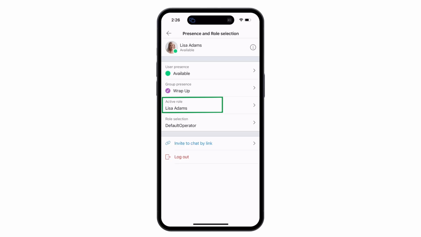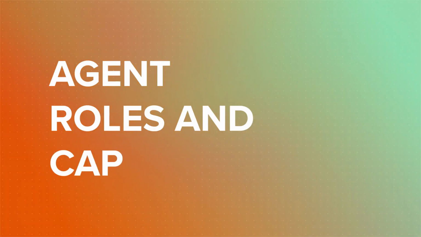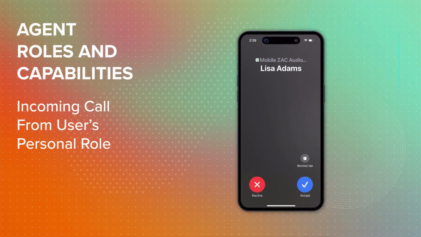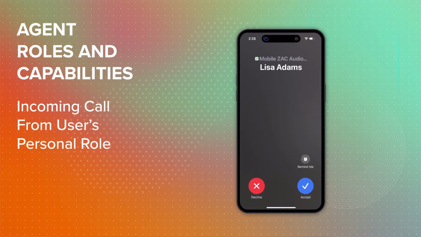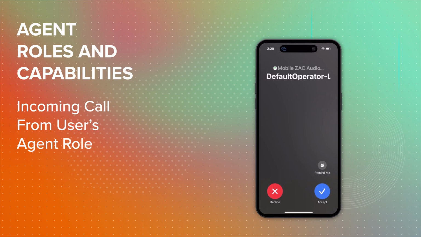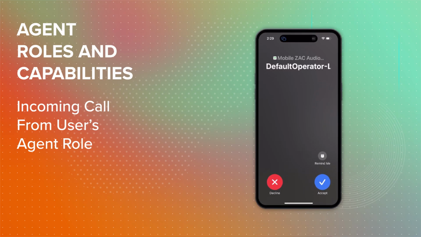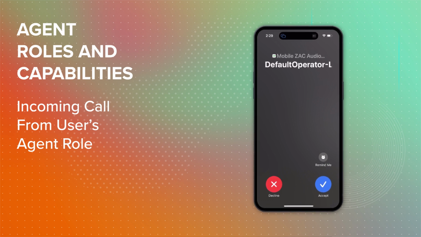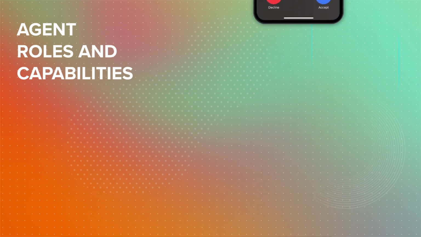This is where you can set your active role. What does an active role mean? If I select my user role, Lisa Adams, as my active role and make a phone call to my coworker, they will see that Lisa is calling them. On the other hand, if my active role is set to operator and I make an outbound call, the coworker will see the operator's group in the caller ID. The same applies to calls outside of your organization if the operator group has a different caller number configured.